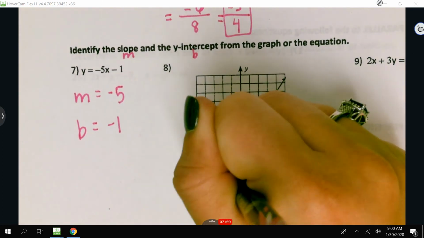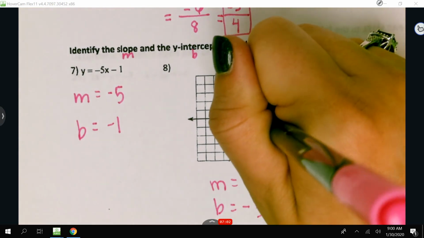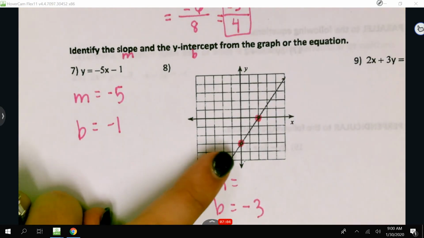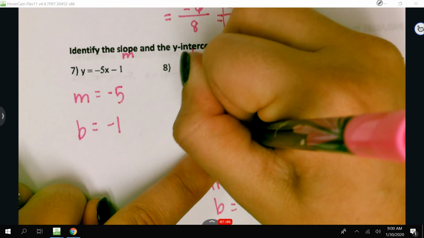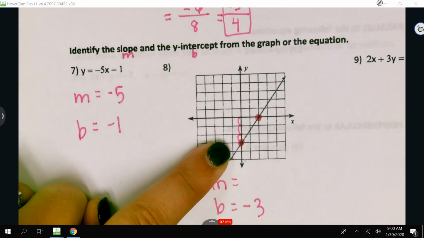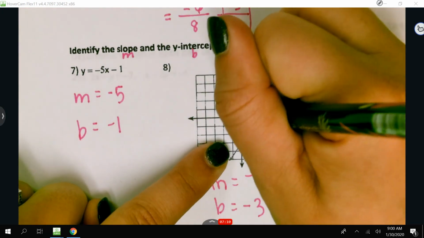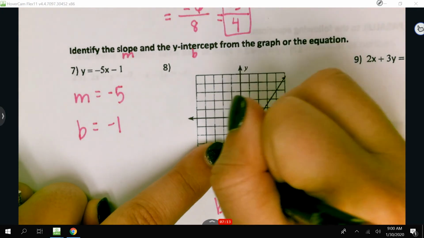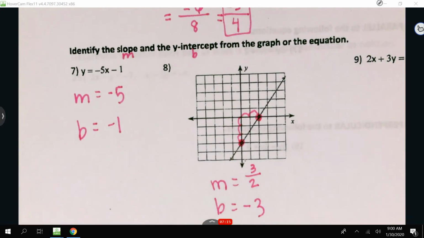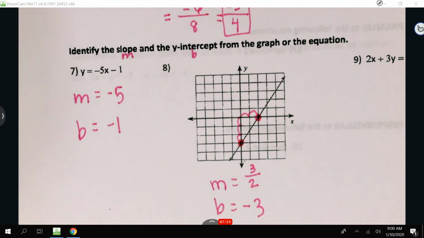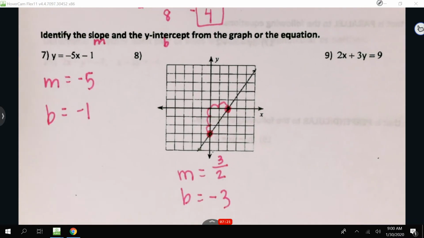And then you have to find your slope from that y-intercept. So I have to go up 1, 2, 3. So that's positive 3. And then to the right, 2. That's positive 2. So slope is 3 over 2. Y-intercept is negative 3. Questions on that?